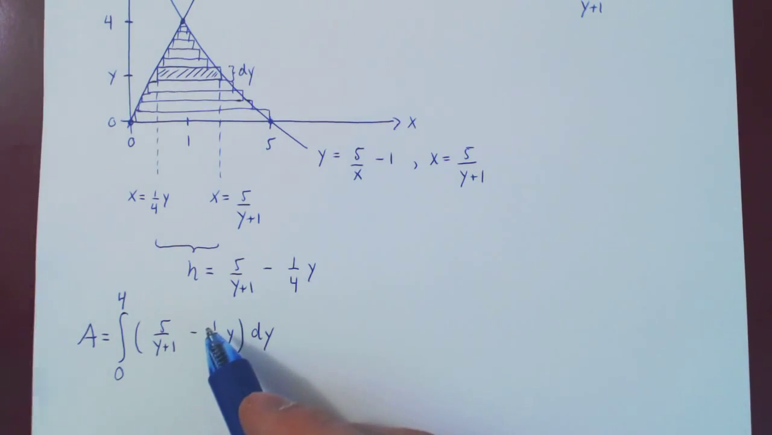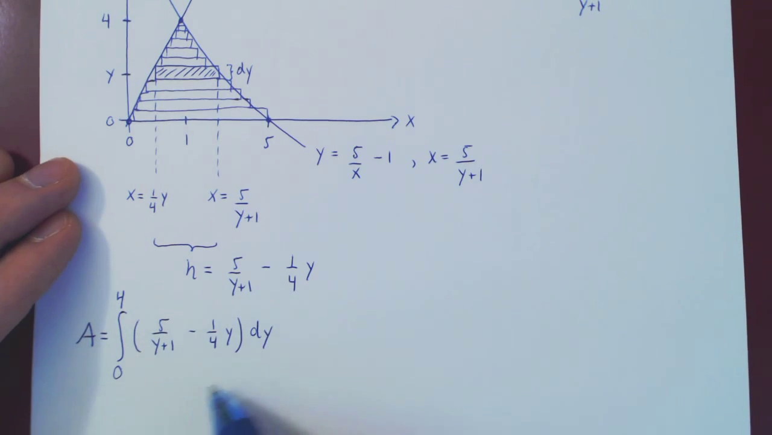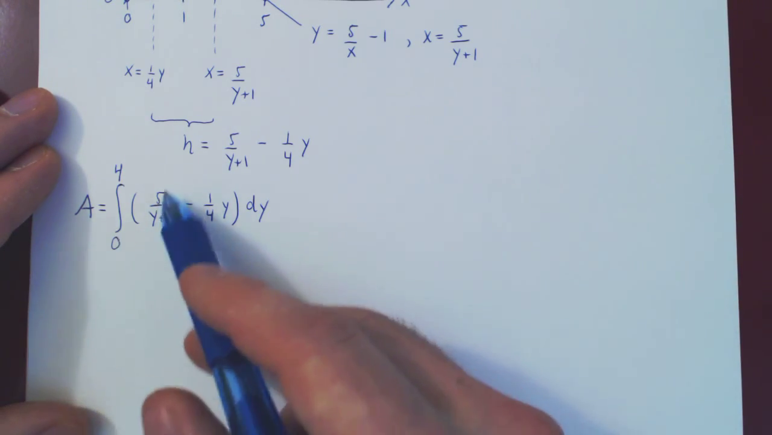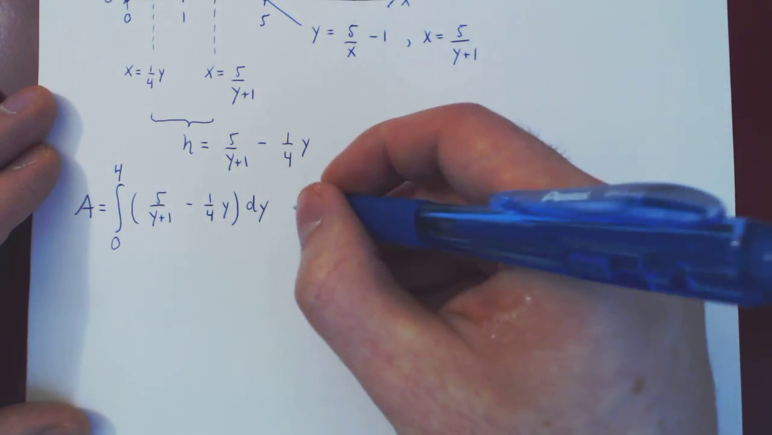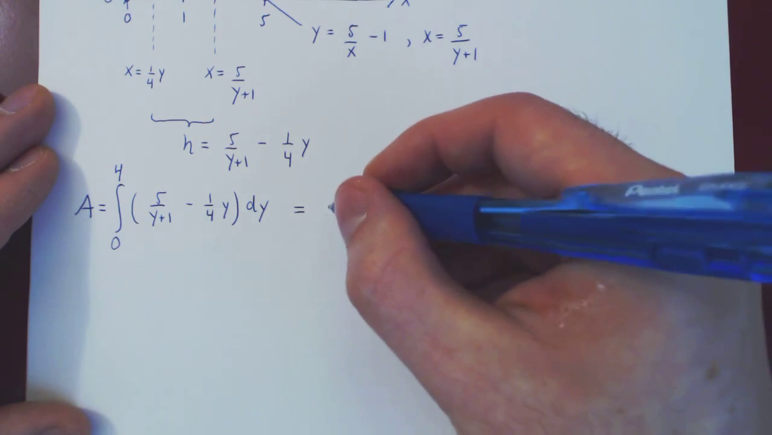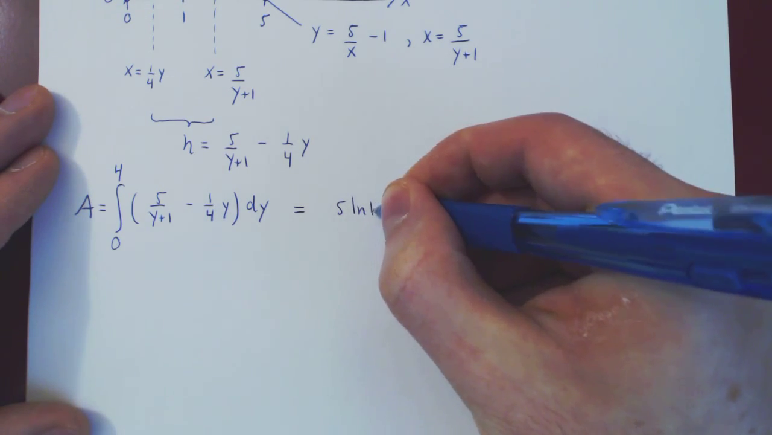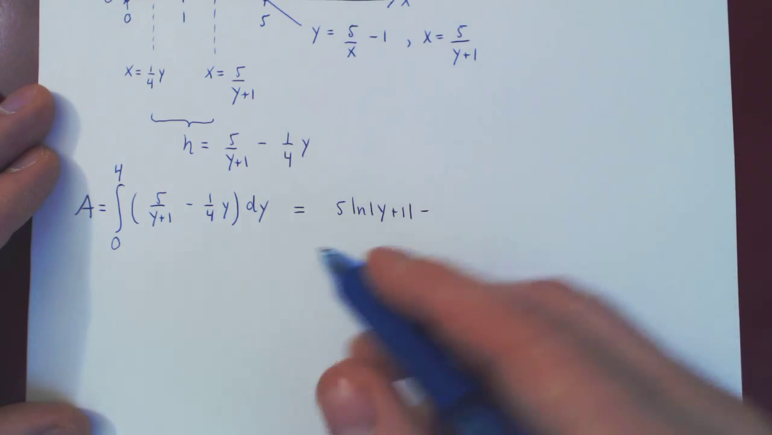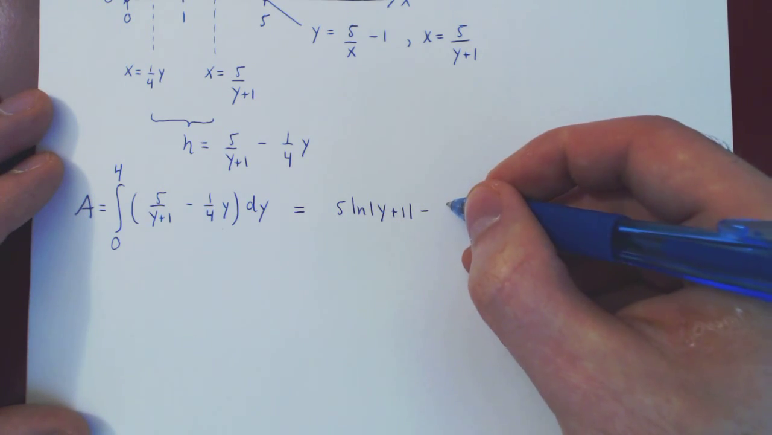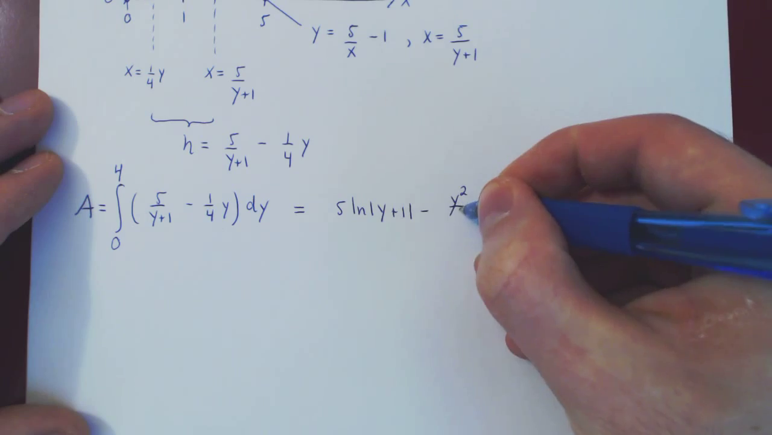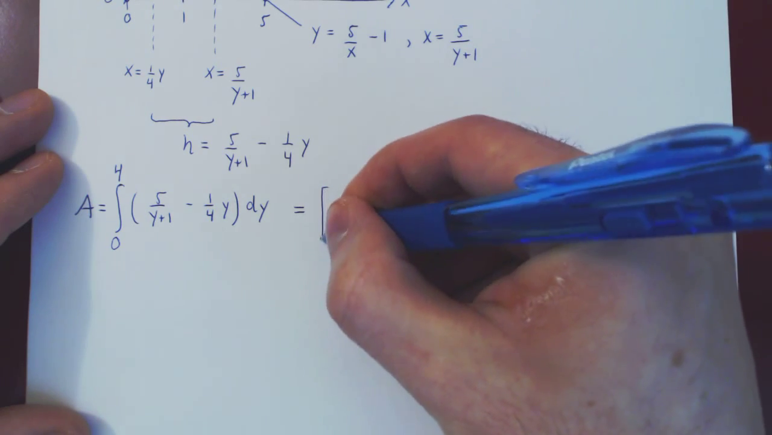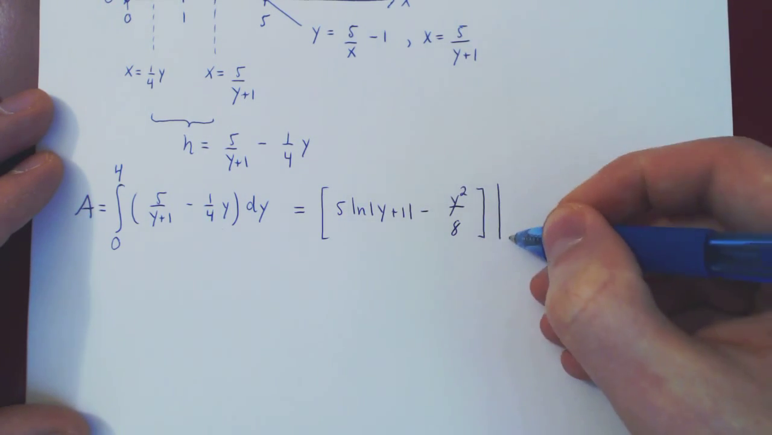And if you notice, using now horizontal rectangles, we have a single integral. So let's see if we get the same answer. Hopefully we do, as we are yet again finding the area of the same region. So, find an antiderivative. The integral of 5 over y plus 1 is 5 ln of the absolute value of y plus 1, minus 1/4 y squared over 2, but 2 times 4 is 8, so it's minus y squared over 8. This is our antiderivative, and now we must evaluate, by the fundamental theorem of calculus, this function between 0 and 4.